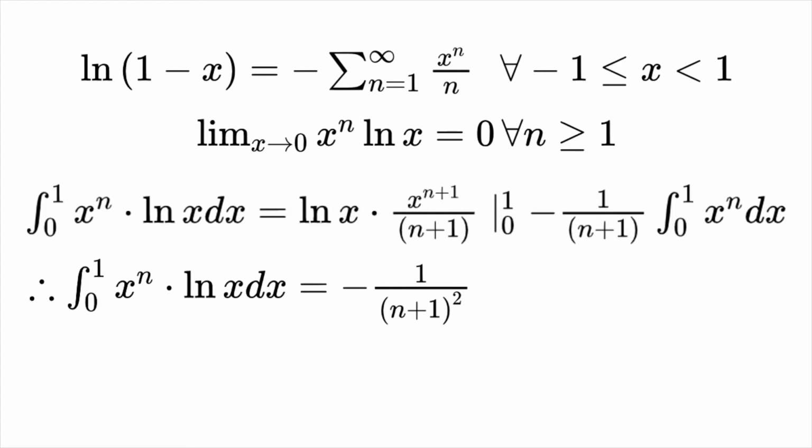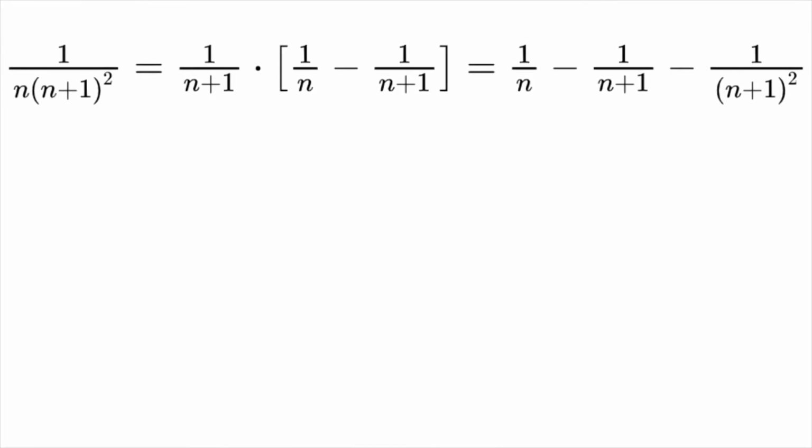So the final result becomes minus 1 divided by (n plus 1) whole square. It is because ln 1 is 0, and for the second limit, as x tends to 0, x to the power n ln x is 0, so the whole first part becomes 0. For the second part we are getting minus 1 divided by (n plus 1) whole square.